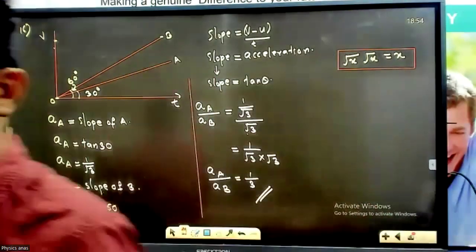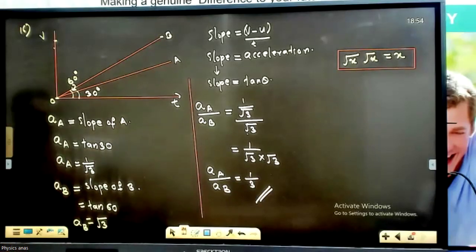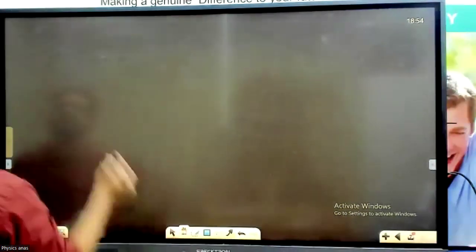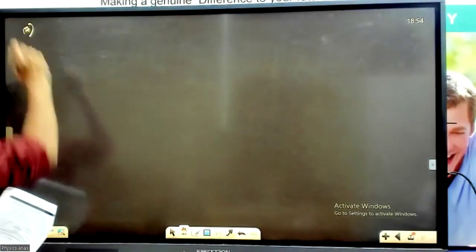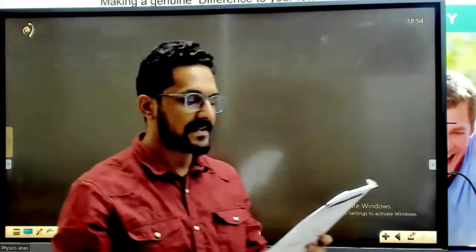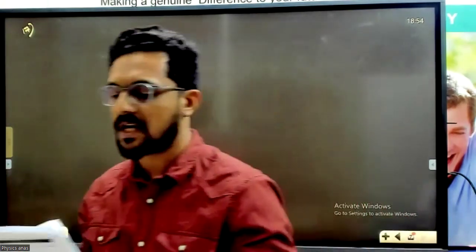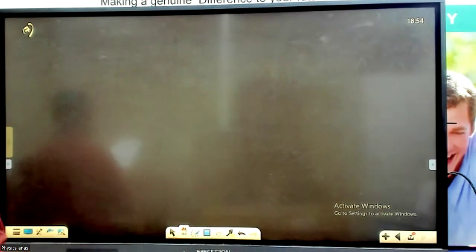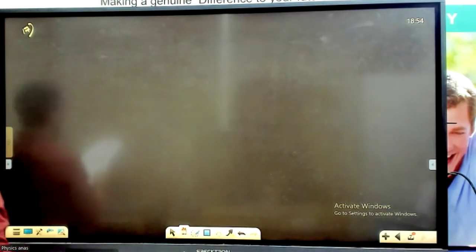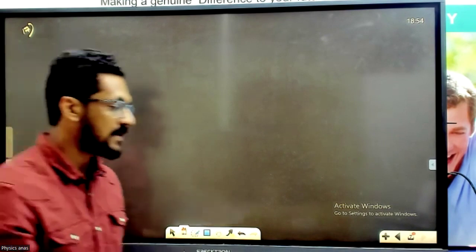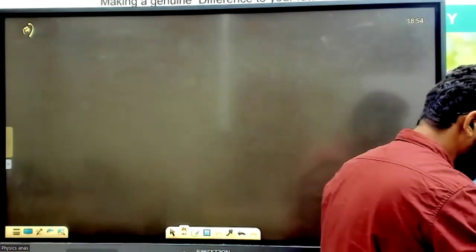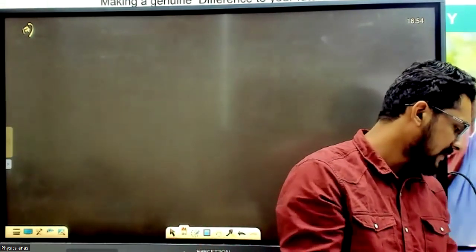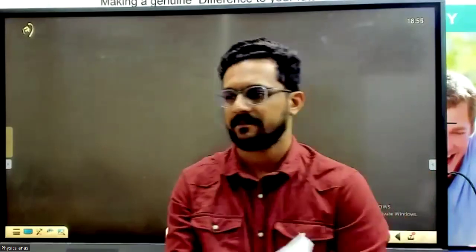Good. Then look at the next question, question number 17. The acceleration time graph of a particle in rectilinear motion is given in the graph. Find the average acceleration in the first 30 seconds. That is the question.